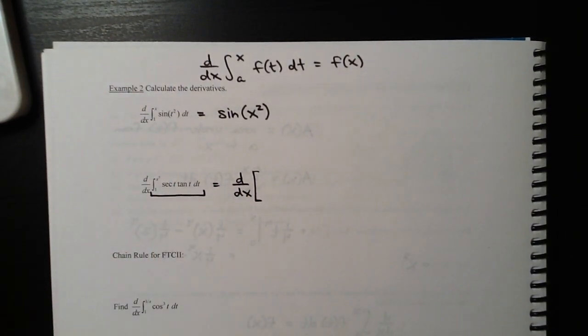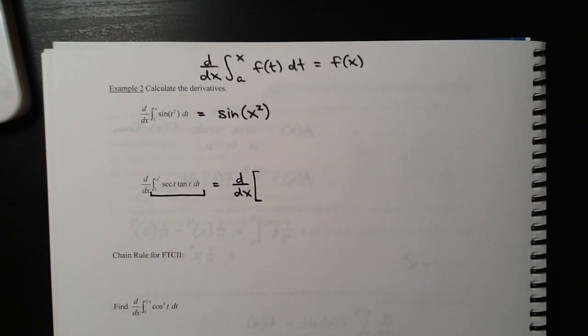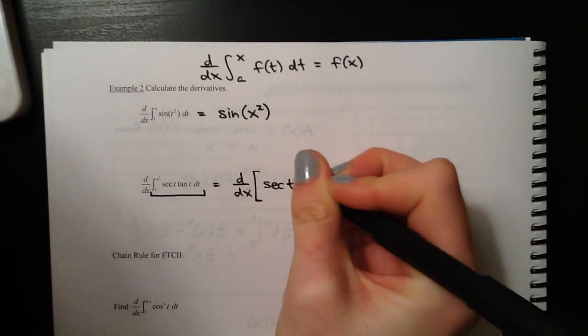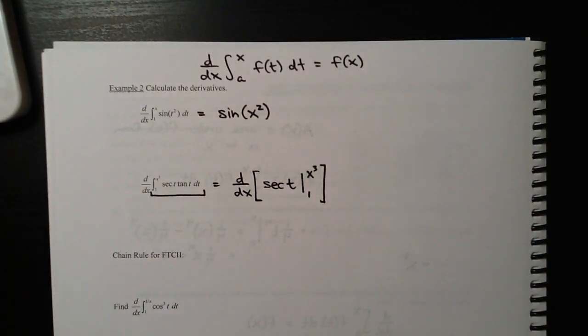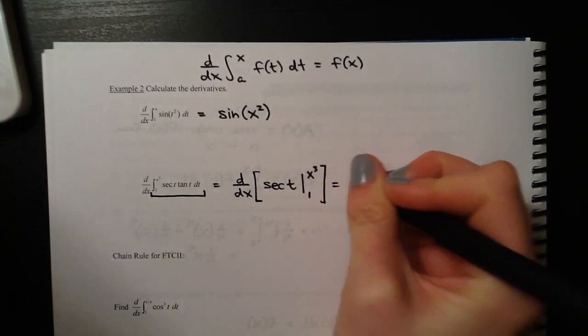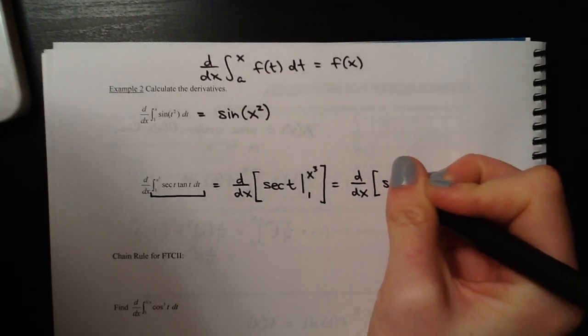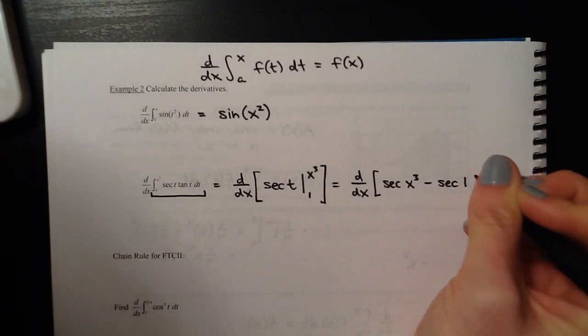So let's do this first fundamental theorem. Take the antiderivative, plug in my bounds, then see what happens. So the antiderivative of secant tangent is just secant. Remember, we're trying to figure out what function gives me a derivative of secant tangent, and that would be secant. So secant of t, I'm evaluating it from 1 to x cubed. Keep that d by dx out front while I simplify the inside. So I have secant of x cubed minus secant of 1.